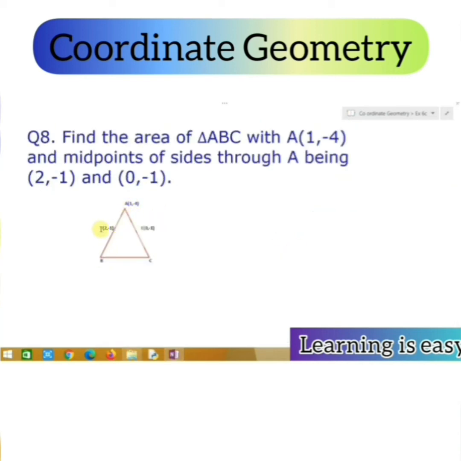Next, question 8. Find the area of the triangle ABC, where the midpoints are given which are passing through the lines of A. So we need to find the coordinates of B and C to find the area of ABC. Let's assume that B has x1, y1 as of now, and C has coordinates x2, y2.